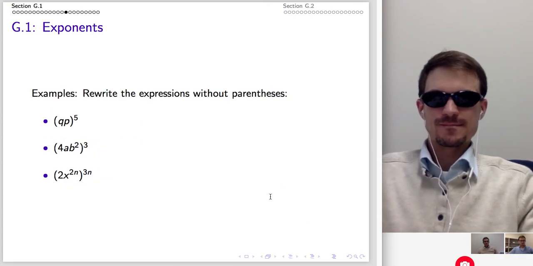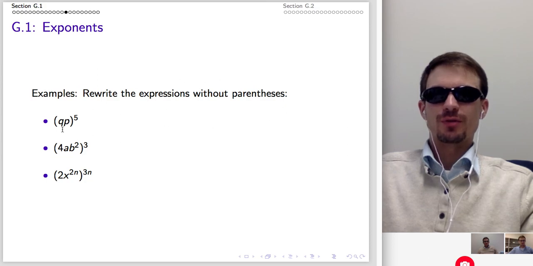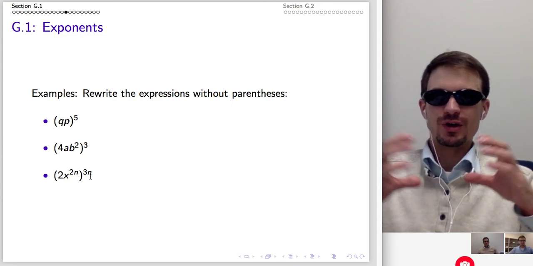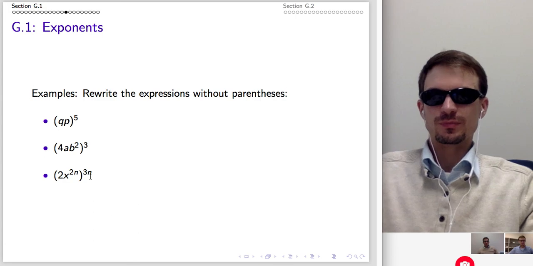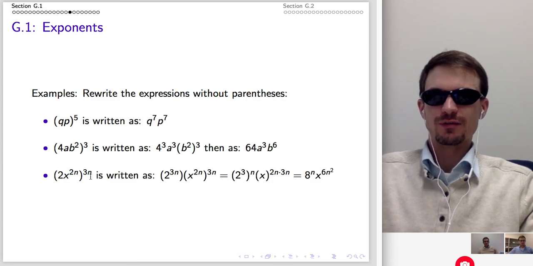Okay. So here's some examples. Rewrite without parentheses. (qp) to the fifth, (4ab) squared to the third, (2x) to the 2nth, raised to the 3nth power. Okay, so stop the video, go ahead and give it a try.